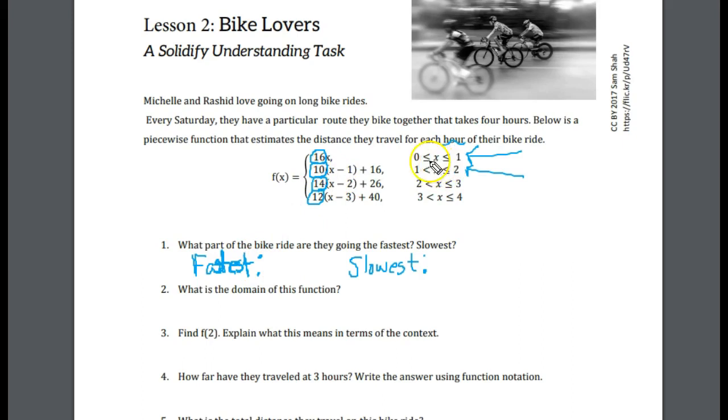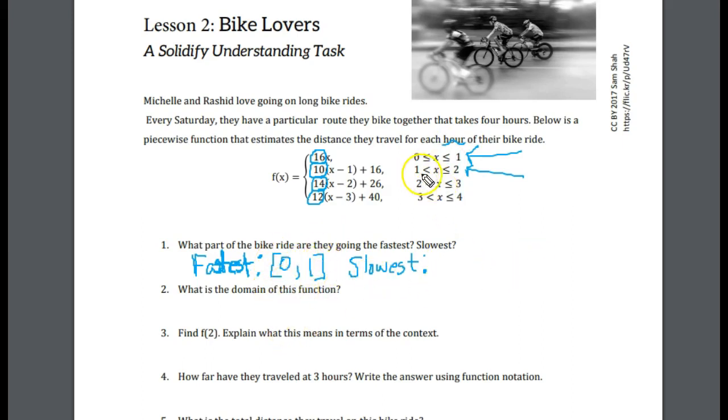Yesterday we mentioned inequality notation for showing an interval. So maybe we'll use interval notation down here to show our interval. The fastest went from 0 to 1. Notice that I used the brackets because this was an equal to and this was an equal to. So we do want to include the 0 and include the 1.